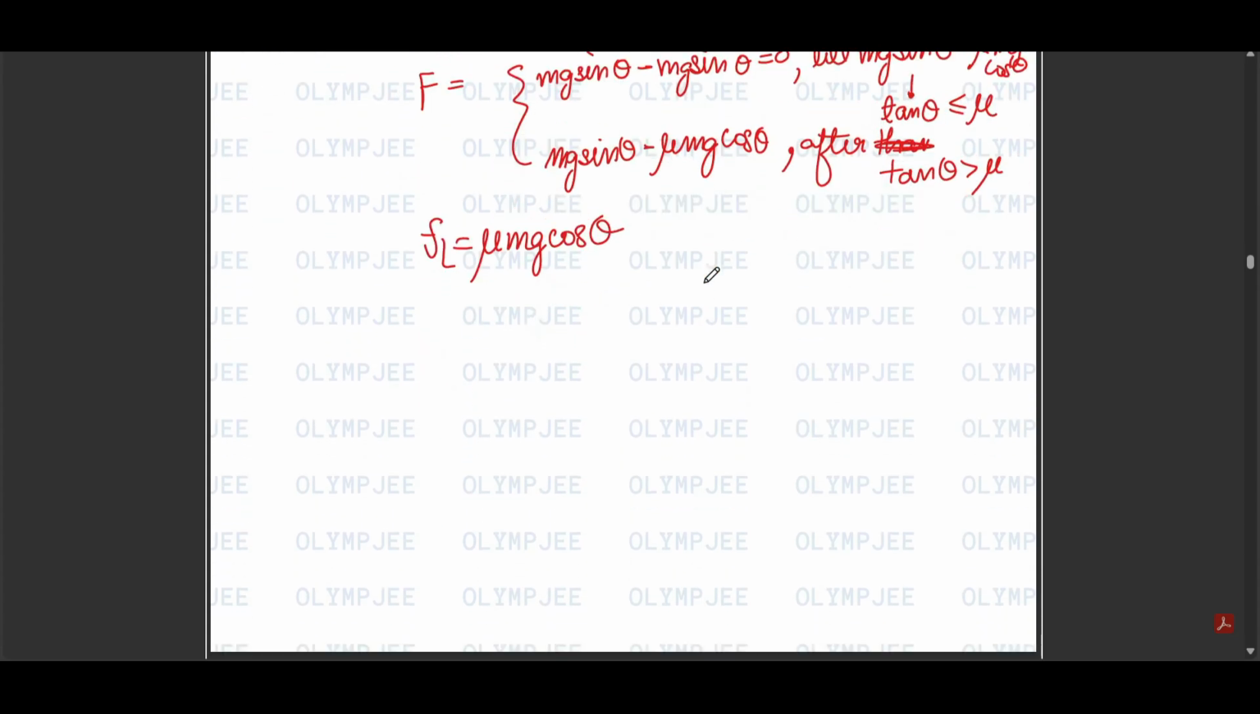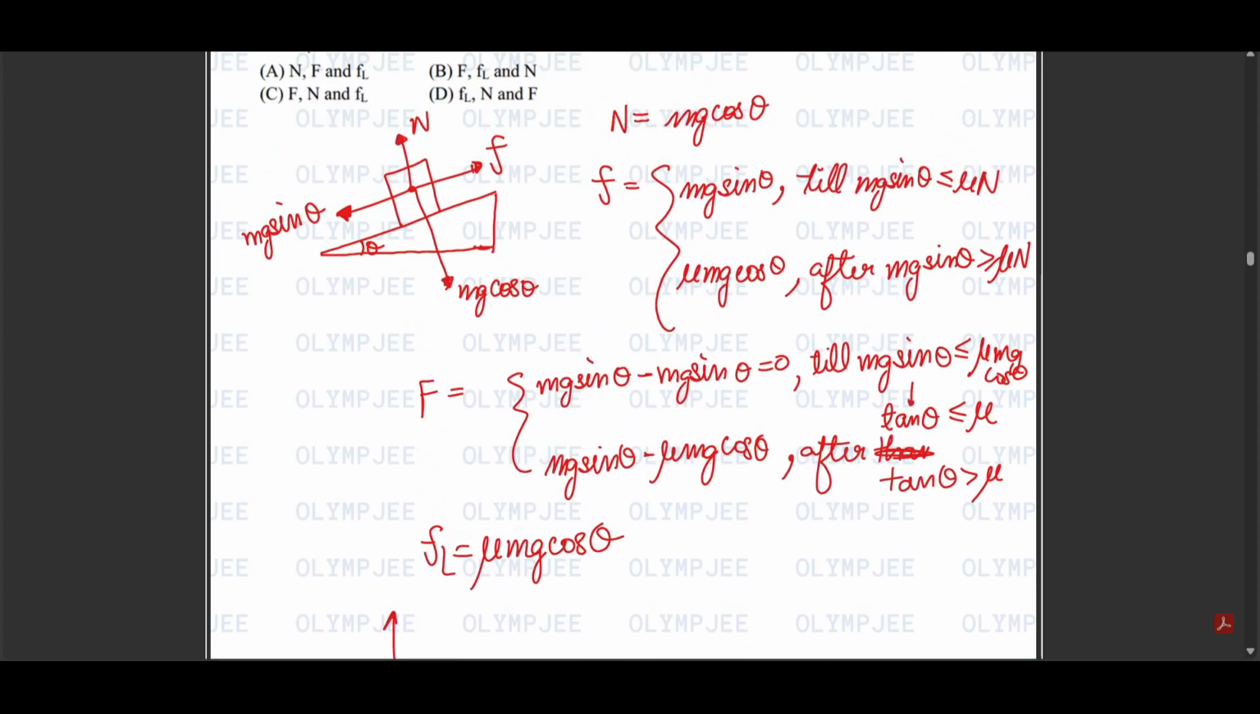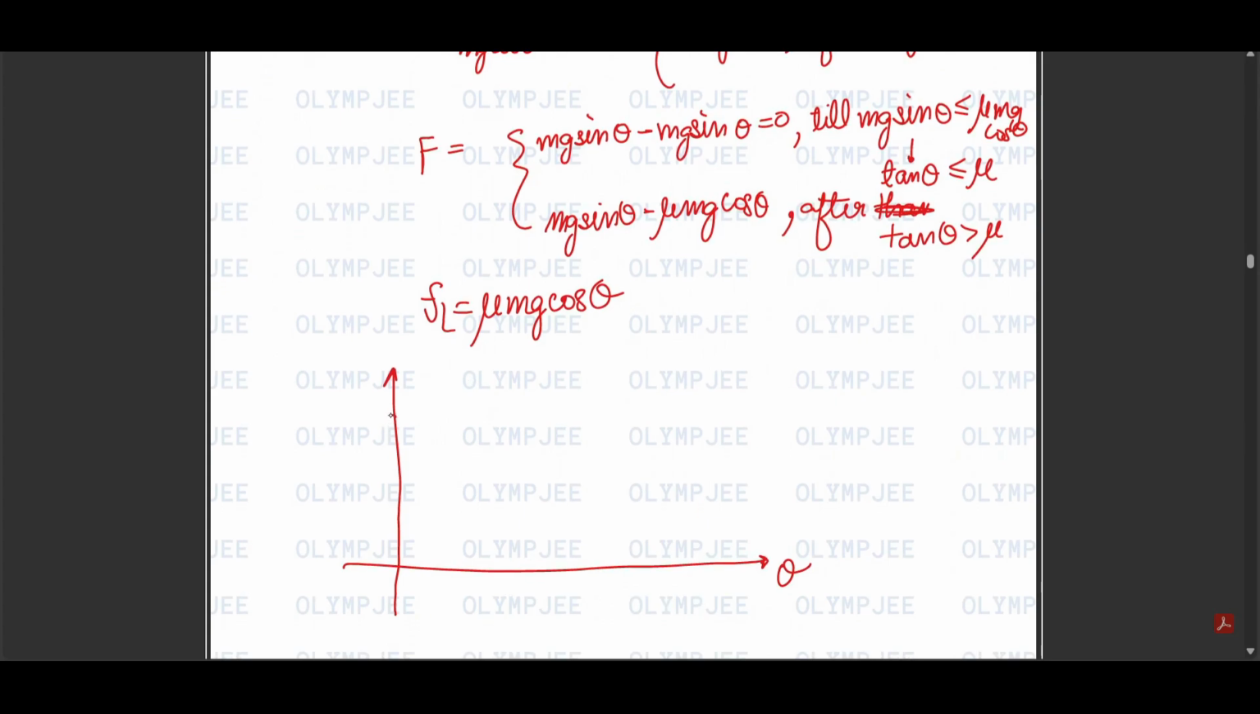So let us plot N first. So N as a function of theta. So N is mg cos theta, right? So at 0 degrees cos theta is 1. So this will start with mg and it will become 0 at 90 degrees. Right, this is the plot of N, and limiting friction is mu mg cos theta, and mu is less than 1. So at 0 degrees it will be mu mg, which will be less than mg, and it will also become 0 at 90 degrees.